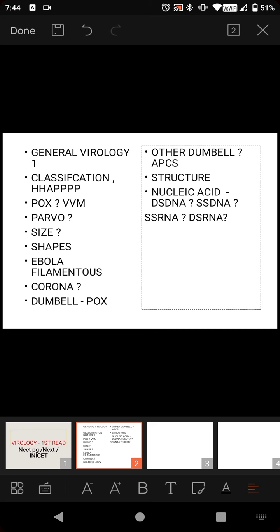Then coming to the segmented RNA. What is that segmented RNA? That is also a separate exception, segmented RNA. So for segmented RNA we have Bira. Bira is the mnemonic. What does Bira mean? Bunyavirus, influenza virus, rota, arena. Okay, Bunya, influenza, rota, arena.